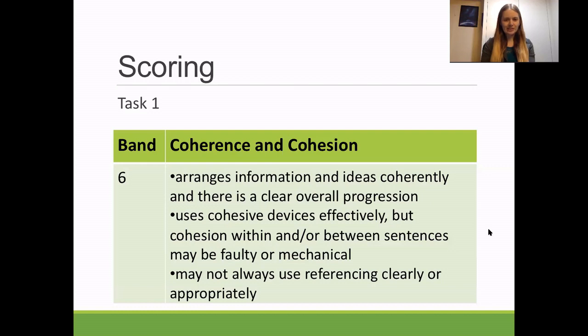For a score of 6, it says arranges information and ideas coherently, and there's a clear overall progression. So you're still being clear and logical and coherent. Uses cohesive devices effectively, but cohesion within and or between sentences may be faulty or mechanical. So it won't sound very natural when you're using these devices. And may not always use referencing clearly or appropriately.